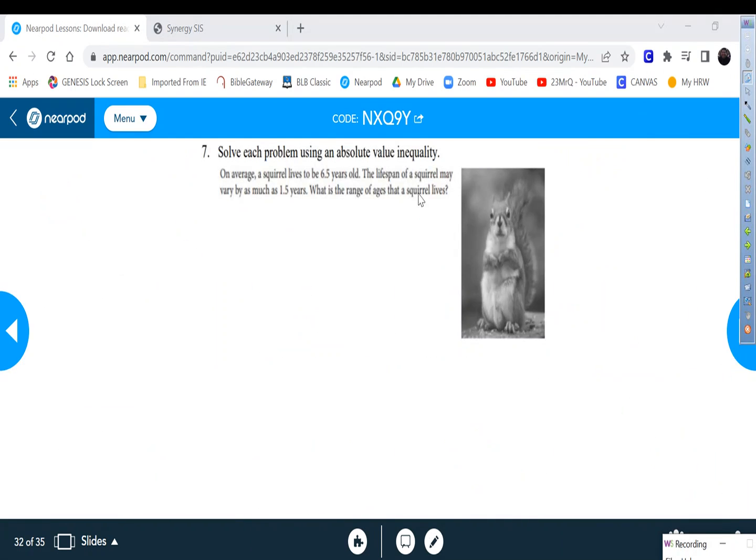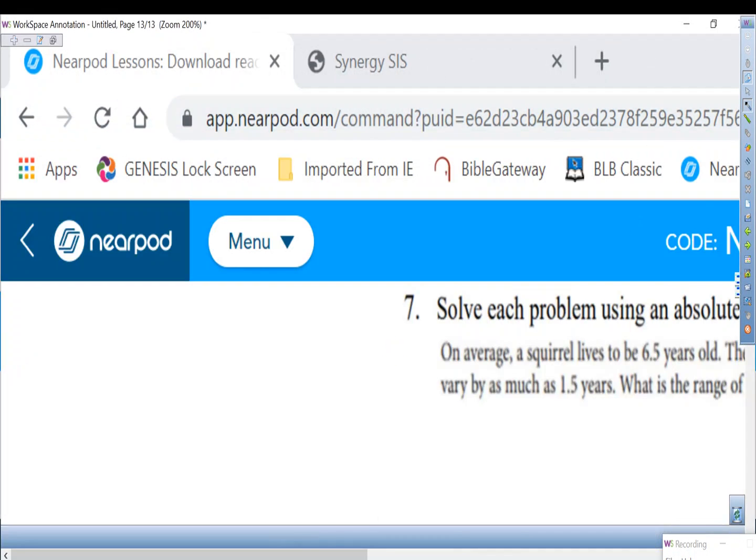All right, number 7, it says, solve each problem using an absolute value inequality. And it reads, on an average, a squirrel lives to be 6.5 years old. The lifespan of a squirrel may vary by as much as 1.5 years. What is the range of ages that a squirrel lives? All right, so for this one, instead of writing the whole thing, since you are going to look at it on Canvas, let's start with our form.